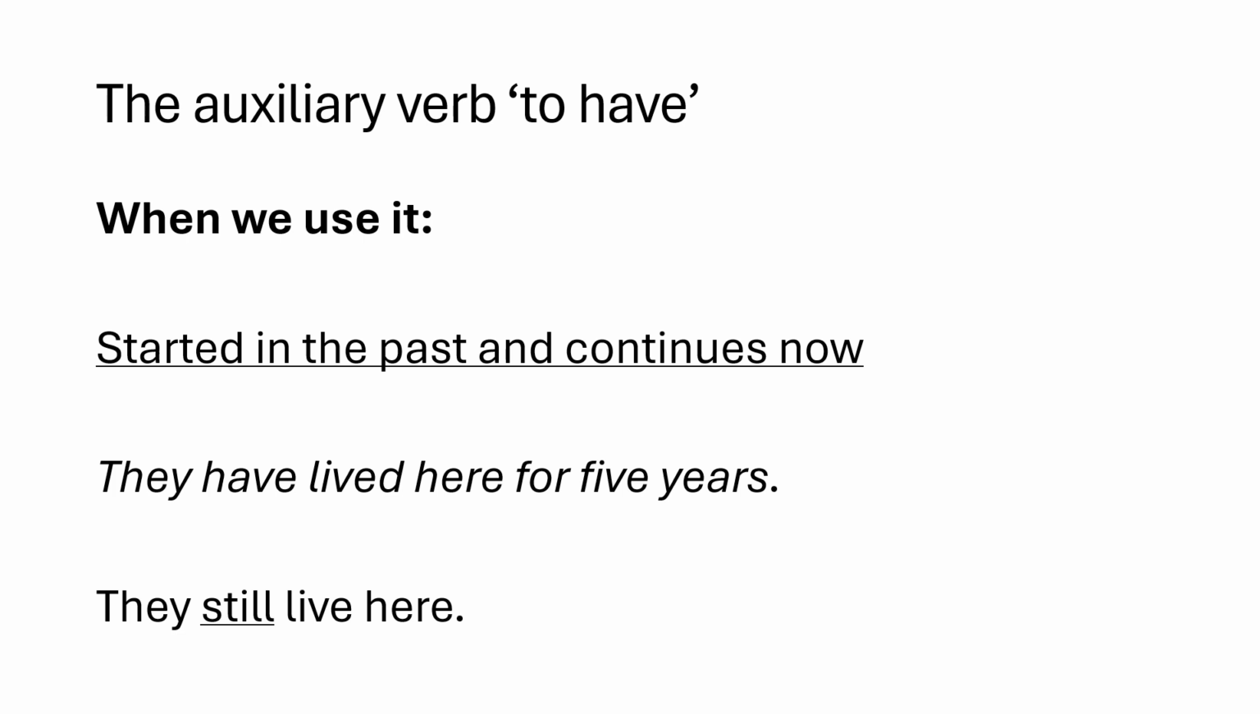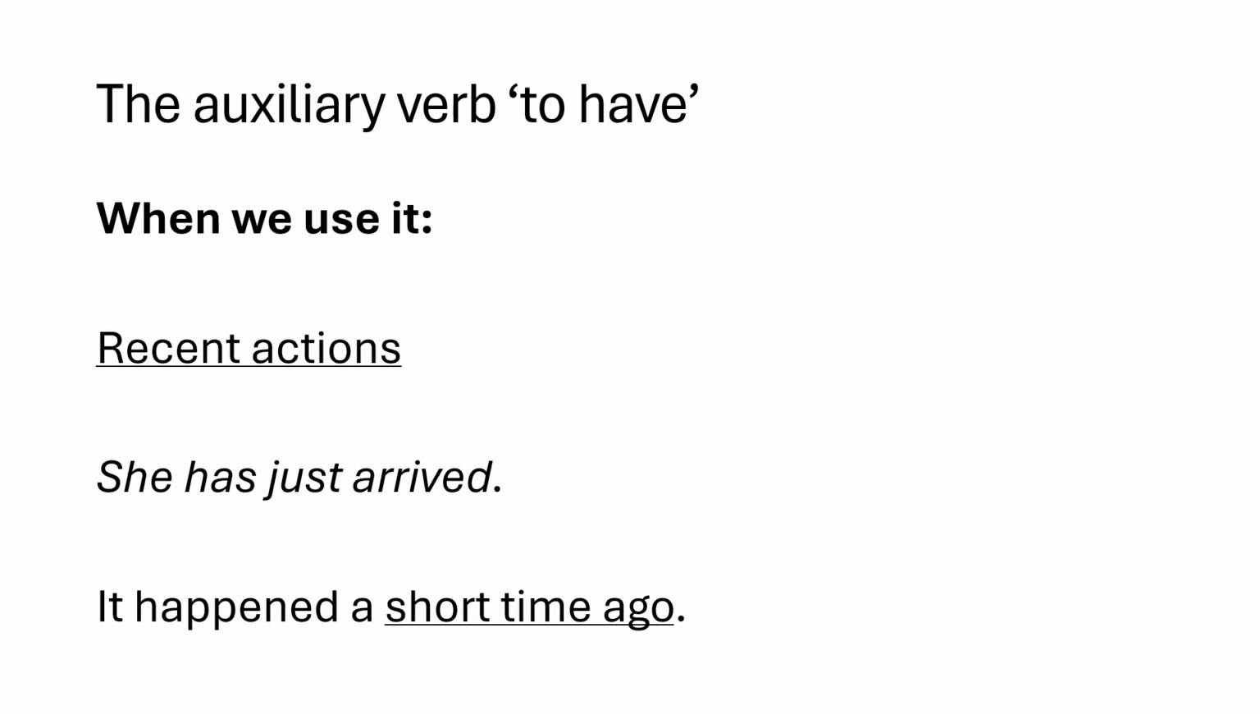We use the auxiliary verb to have when the event started in the past and still continues now. For example, they have lived here for 5 years. They still live here. We use the auxiliary verb to have when talking about recent actions. For example, she has just arrived. It happened a short time ago.